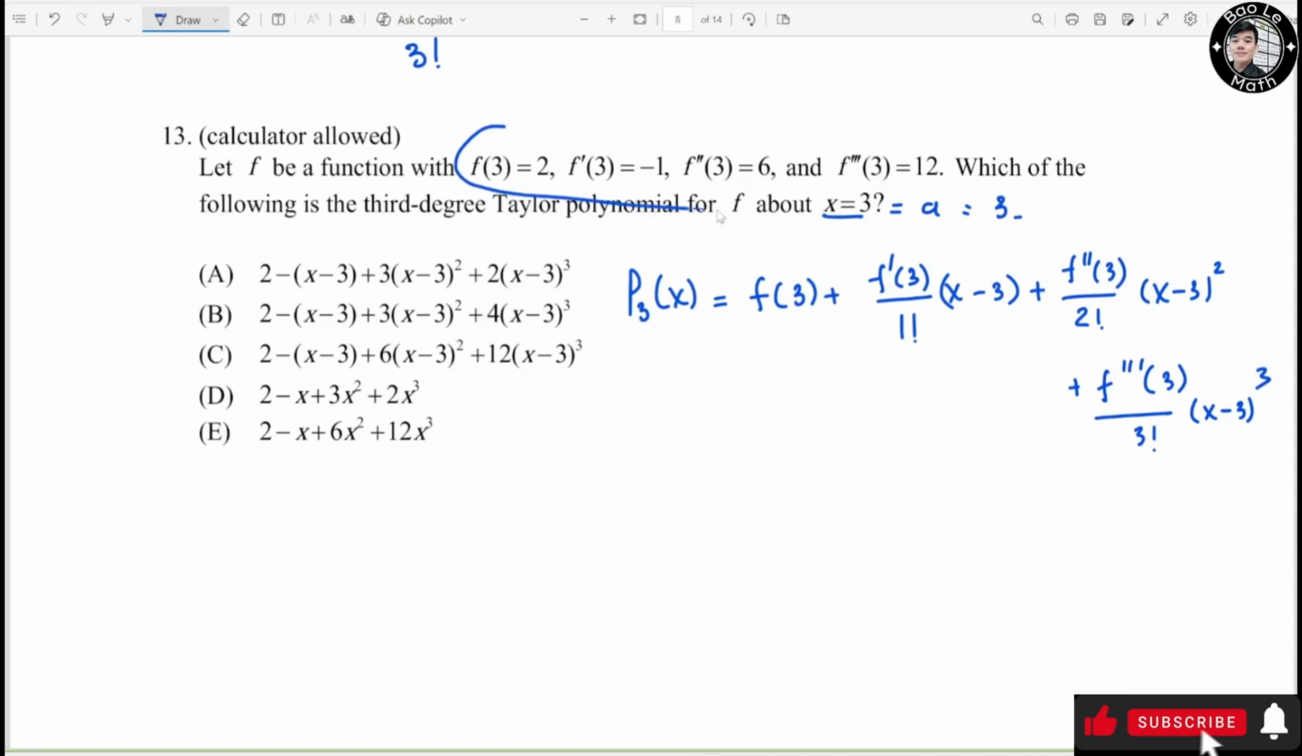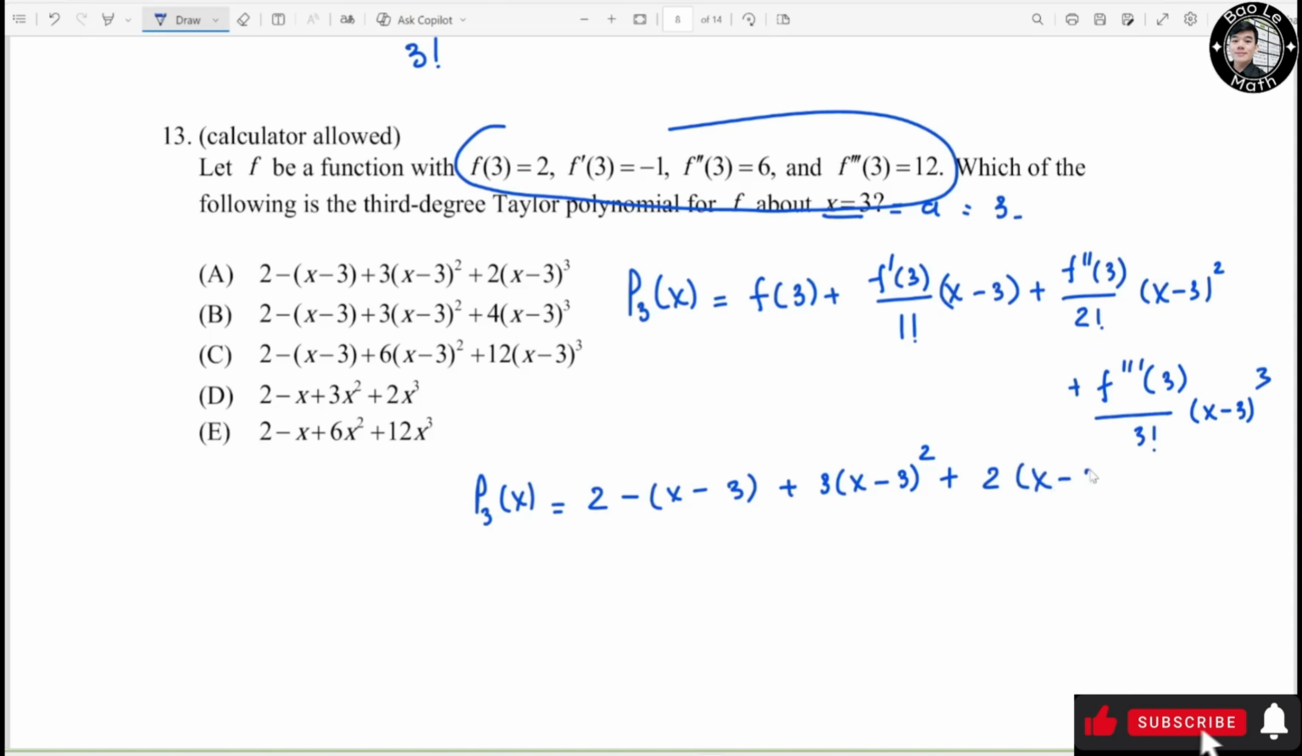We substitute values, right? So we have P3 of s equals f of 3 equals 2, plus f prime of 3 equals -1, so it's negative of s minus 3. F double prime of 3 equals 6, so 6 divided by 2 is 3, so plus 3 times s minus 3 squared. F triple prime of 3 equals 12, so 12 divided by 6 is 2, times s minus 3 cubed, right? So the answer must be A.